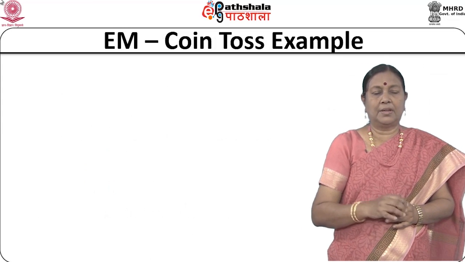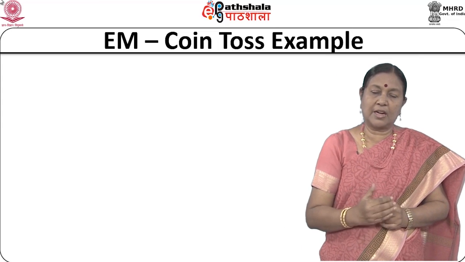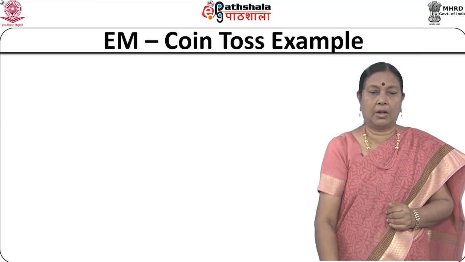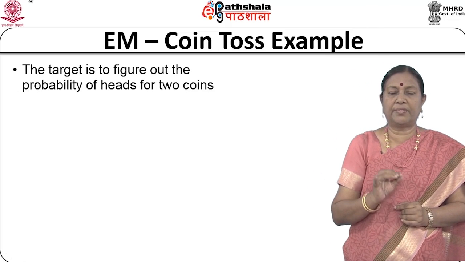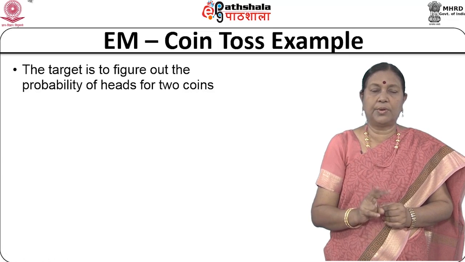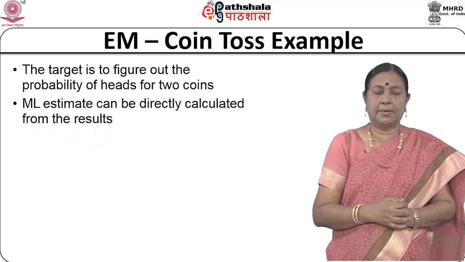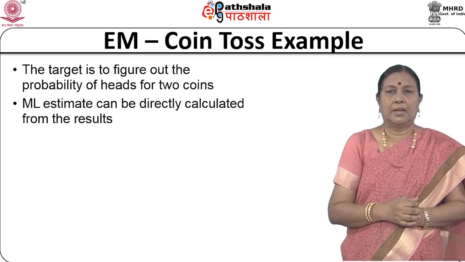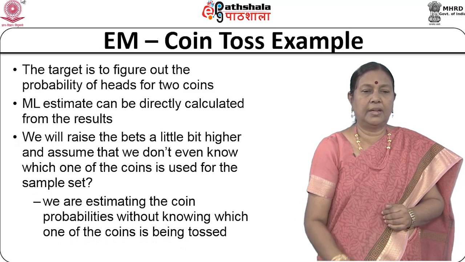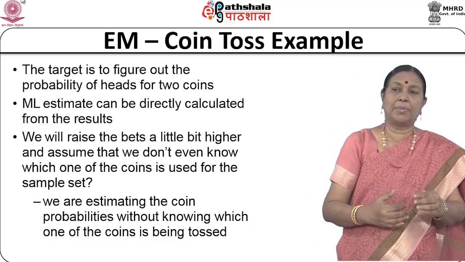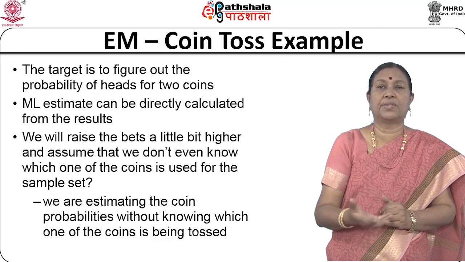The first example we are going to take is a coin toss example, and we will start off with a simple case and then go along. The target is to figure out the probability of heads for 2 coins. You are given 2 coins, and we want to find the probability of heads. So, we want to make a maximum likelihood estimate. You can calculate this directly from the results. Then we will raise the bar a little and make the problem tougher, and assume that we do not even know which one of the coins is used for the sample set.